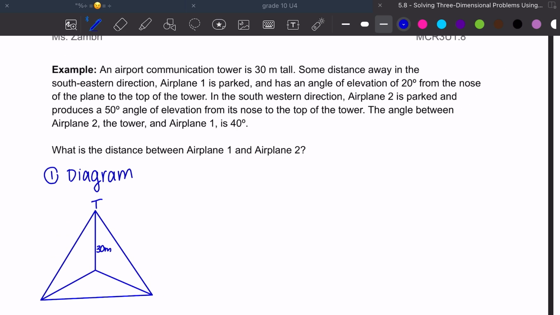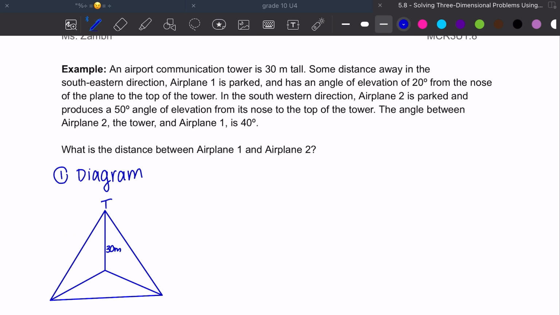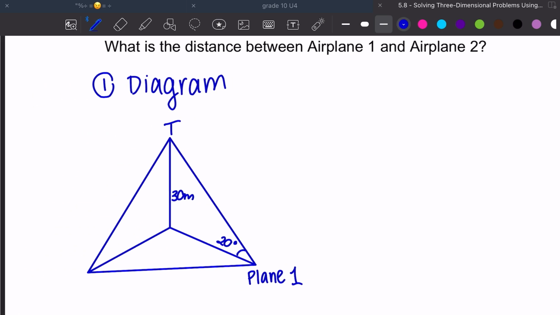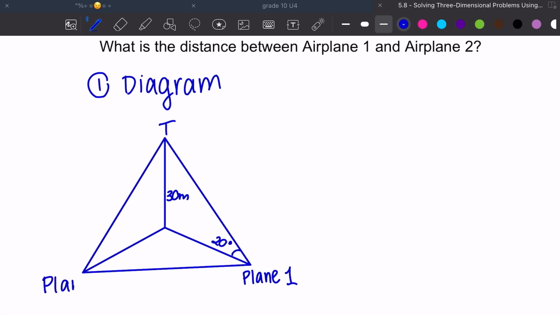And then we said in the southeastern direction, this is plane 1, or you can call it P1, whichever one you want. It's got the angle of elevation from the nose of the plane to the top of the tower, which is 20 degrees. And same thing, plane 2 is in the southwestern direction. So this is plane 2, and it's got an angle of elevation of 50 degrees.